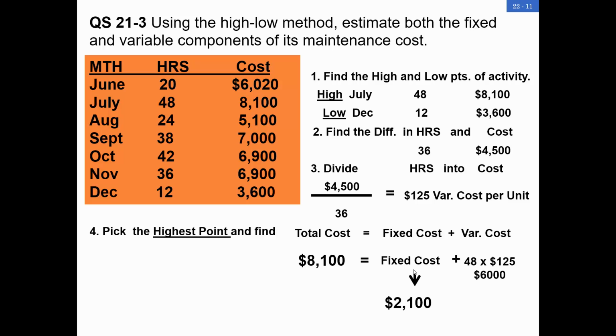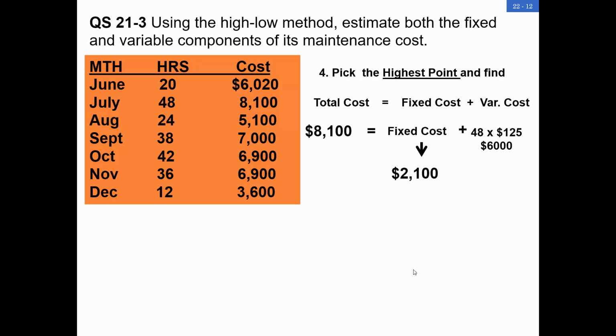And this is really good because now we can do some predictions. All of this will help you do these kinds of problems in the future. So we're going with the idea that at the highest point in this particular kind of cost, the fixed costs are $2,100 and the variable cost per unit is $125.